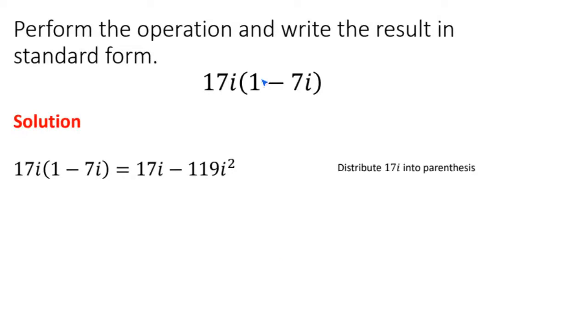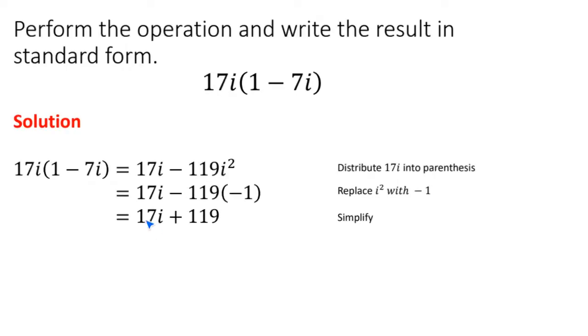Okay, let's try this one. So here we're going to multiply. 17i times 1 is 17i. 17i times -7i is -119i squared. We want to simplify, so there's that i squared again. We can replace it with a -1, and then -119 times -1 is positive. And so we have 17i plus 119. So our standard form is 119 plus 17i.